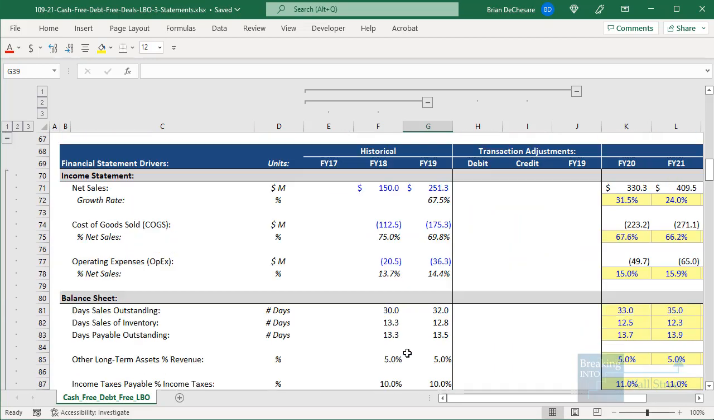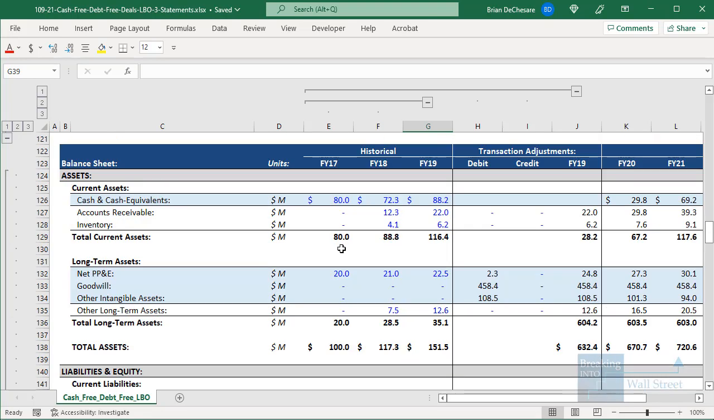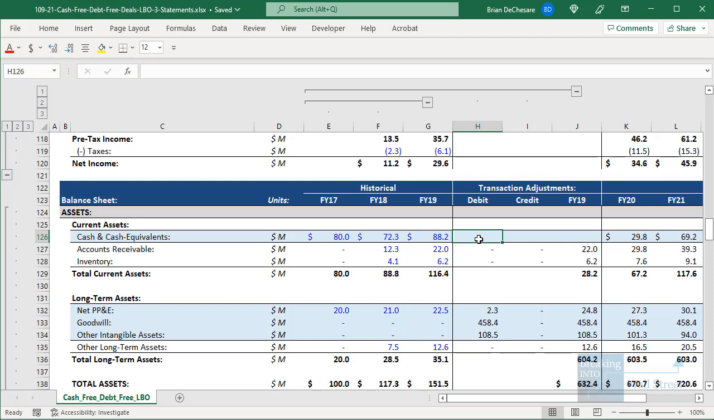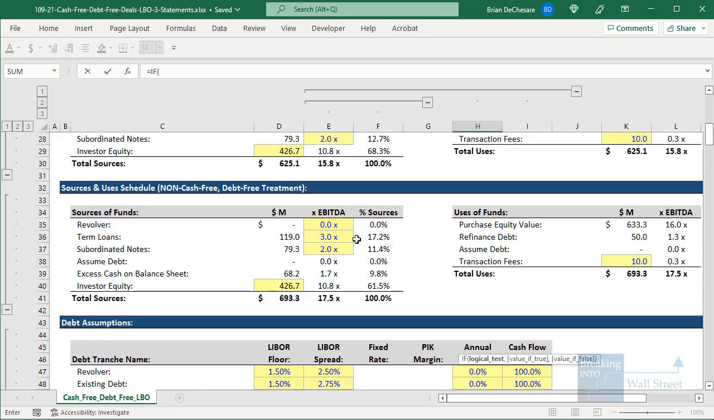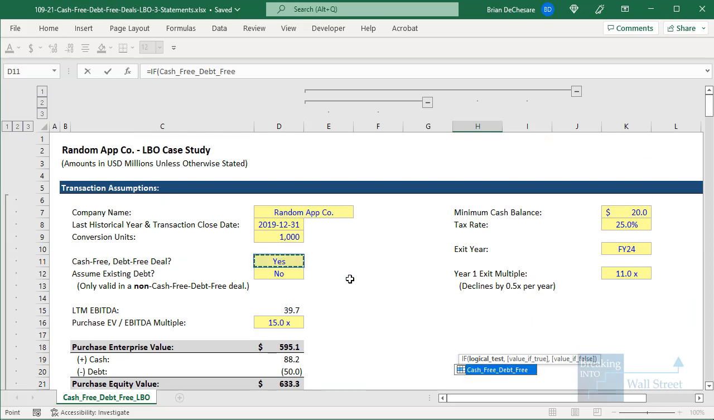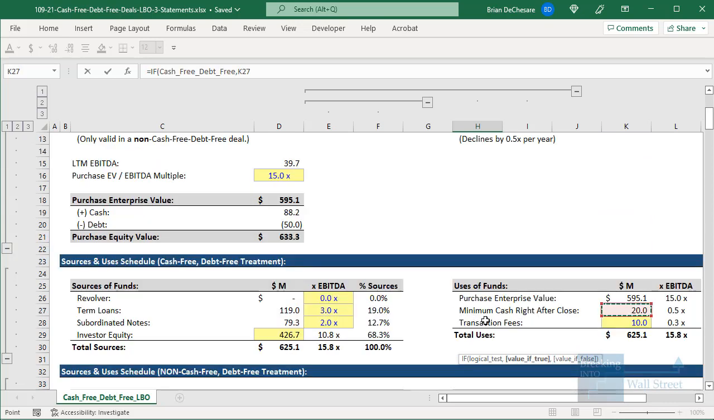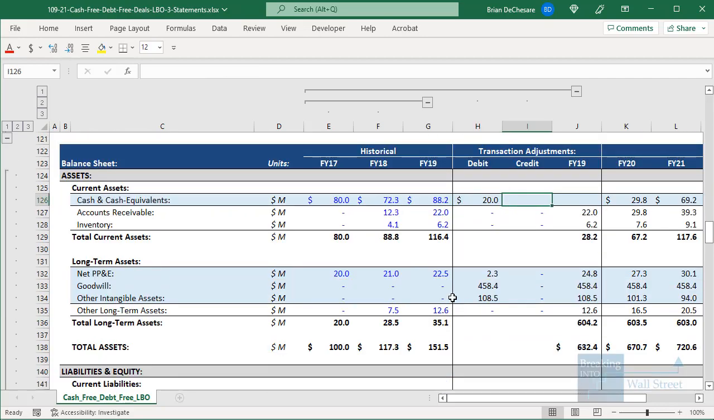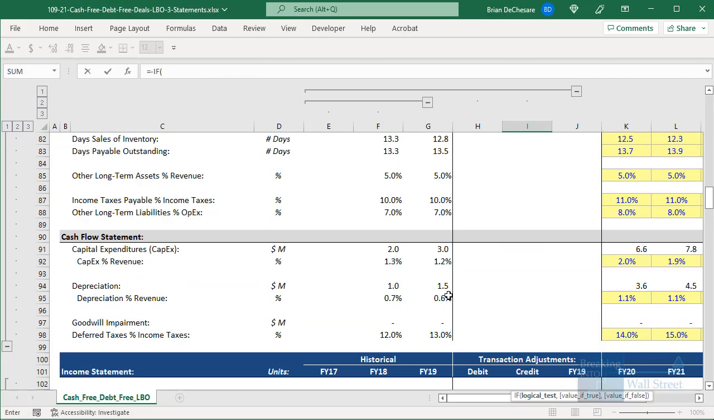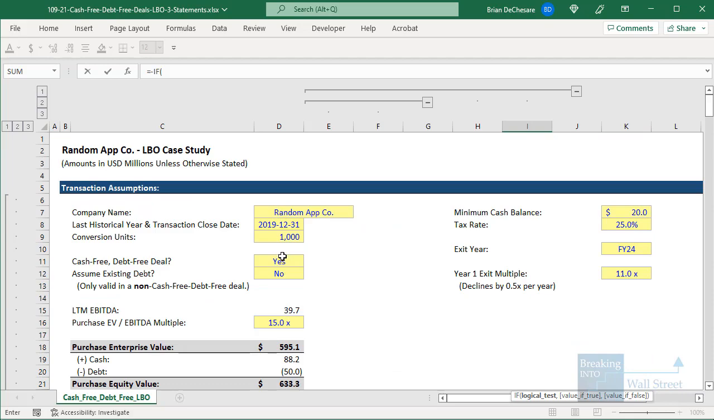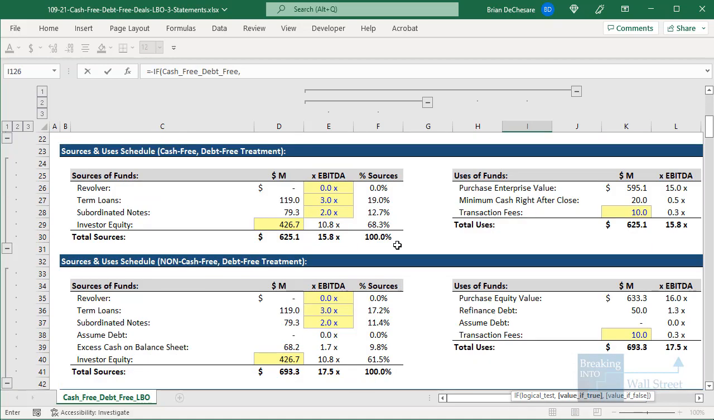Let's go down to the balance sheet and see how this differs. So we already have most of our transaction adjustments here. What's different is that here in the debit column, we need to do a check and we need to see if this is a cash-free, debt-free deal. And if it is, then we need to go down and we need to add the company's minimum cash right after the close right here. So we're going to debit this. A debit is an addition on the asset side. Otherwise, we'll say 0.